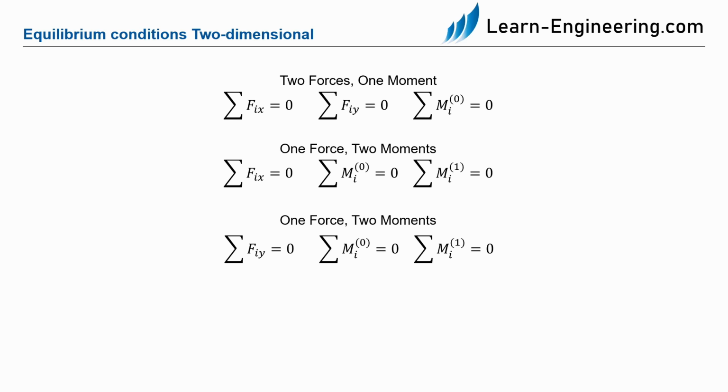Finally, an equilibrium is also present if the moments around 3 different points are 0. So, the sum of all moments around point 0 is 0, the sum of all moments around point 1 is 0, and the sum of all moments around point 2 is 0. However, it must be noted that the 3 points 0, 1 and 2 must not be on the same line.